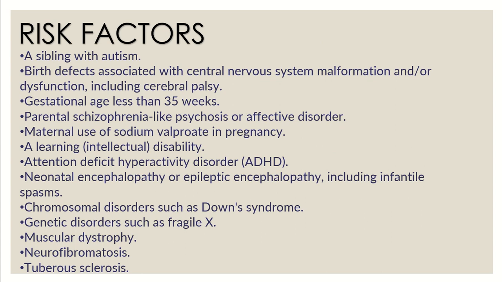There are a lot of risk factors associated with autism, like a sibling with autism, birth defects associated with CNS malformation and dysfunction, gestational age less than 35 weeks, parental schizophrenia-like psychosis or affective disorder, maternal use of sodium valproate in pregnancy, a learning disability, attention deficit hyperactivity disorder, neonatal encephalopathy or epileptic encephalopathy, including infantile spasm, chromosomal disorder like Down syndrome. You can see many Down syndrome babies with autism.